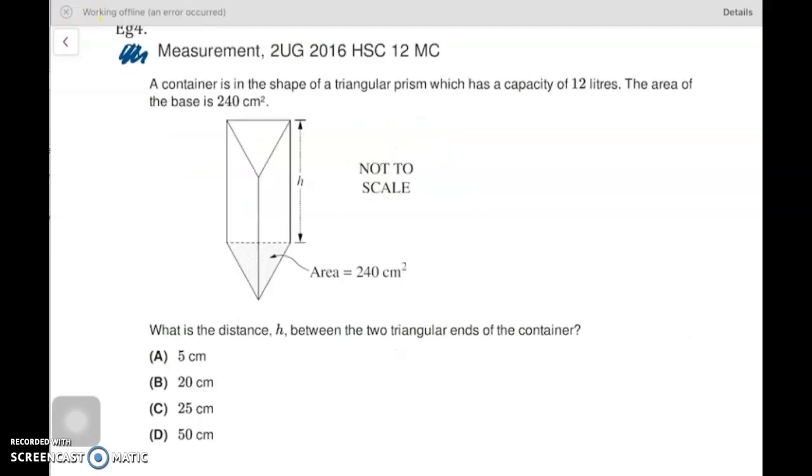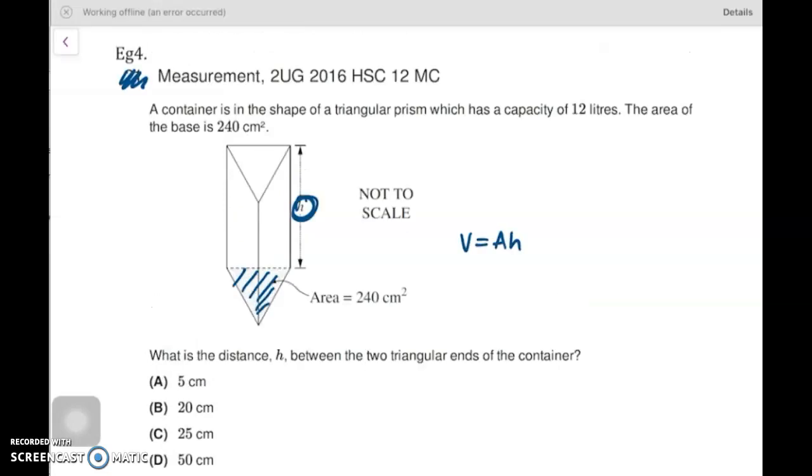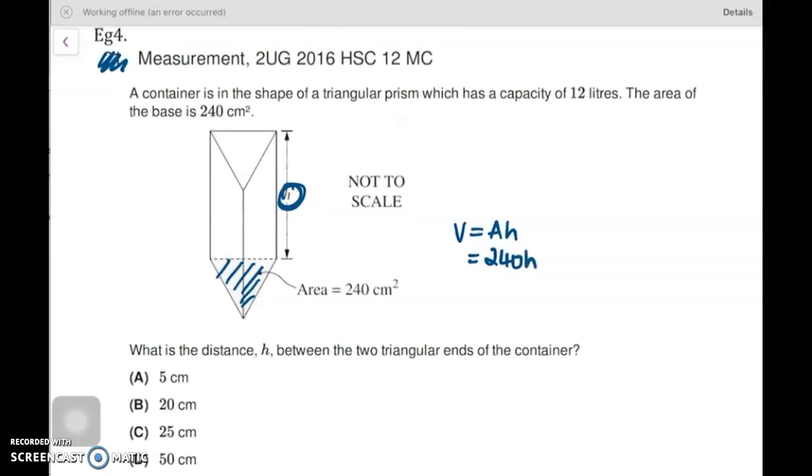Let's have a look at a few problem-solving questions. The first one here is a container in the shape of a triangular prism with a capacity of 12 liters. We're given the area of the base, but we want to find out the depth or the height of the prism. So we know the volume formula for a prism is area times the height. We know the area is 240, so V equals 240 times h. So we need to know V to be able to find h in this equation.